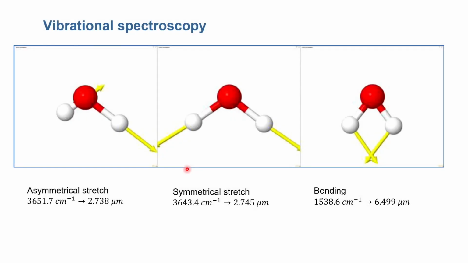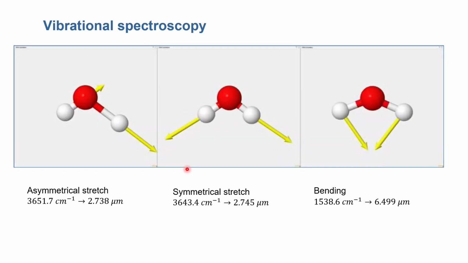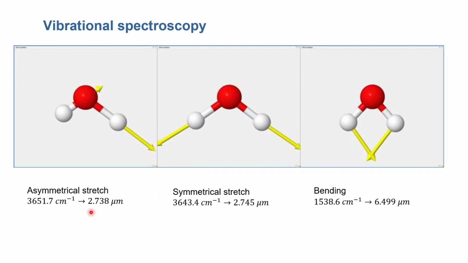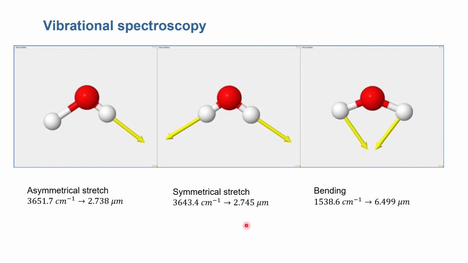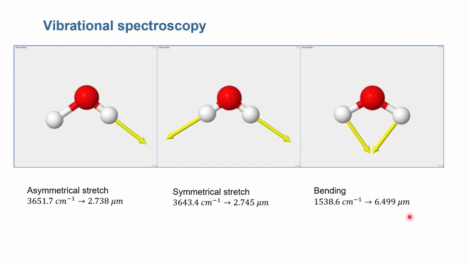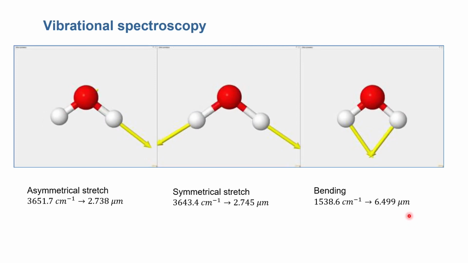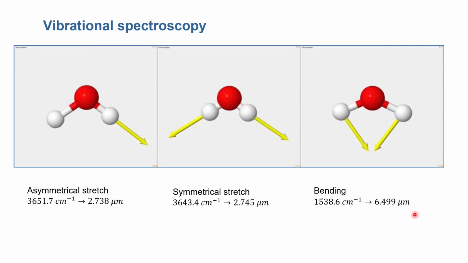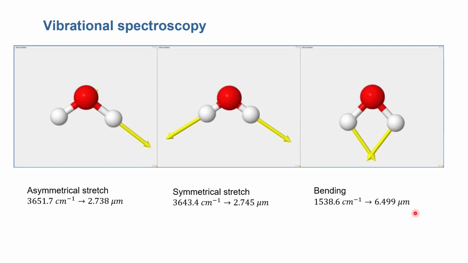Here we see again the water molecule from the previous example. And we can see that the water molecule is actually vibrating in 3 different modes, this way creating responses at 2.738, 2.745, and 6.499 micrometers, respectively. And this kind of analysis method from the chemistry lab, called vibrational spectroscopy, is very interesting for various contactless sensing applications.